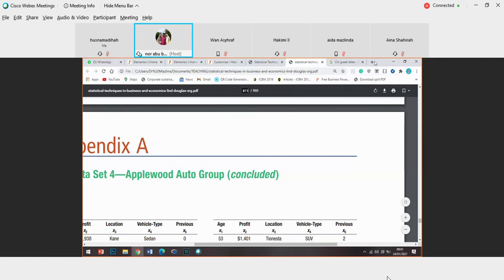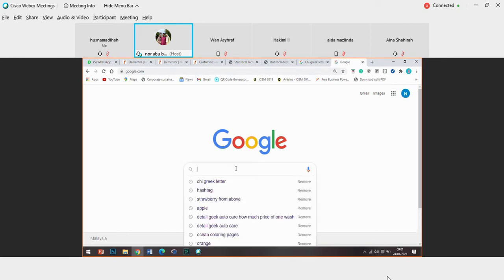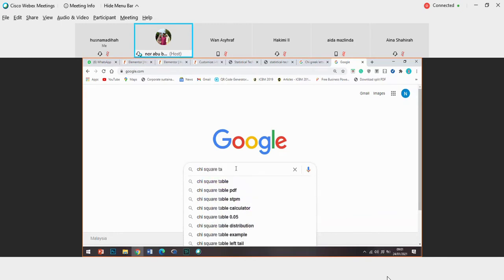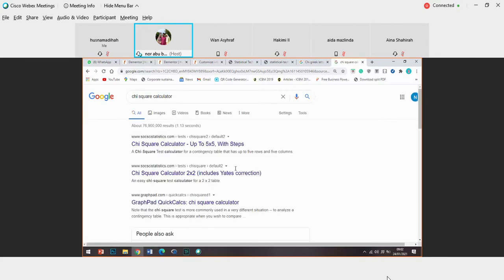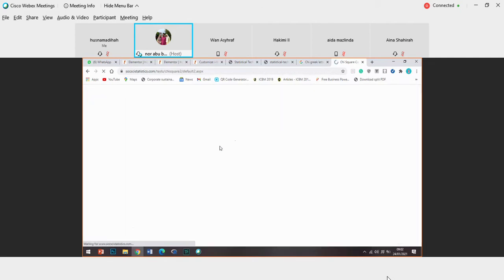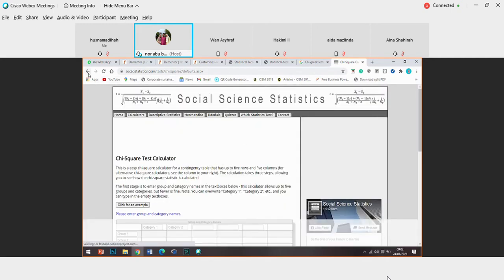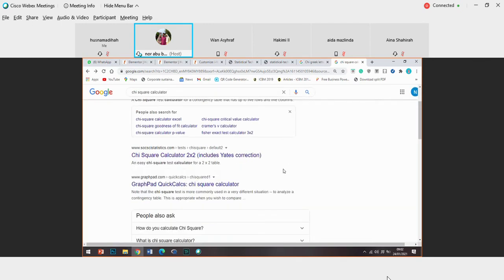Okay, macam ni in your exam, awak boleh guna website untuk cari chi-square. Chi-square calculator. Okay, jadi nanti awak cari chi-square calculator yang awak suka lah. And then, alamak, kalau calculator ni siap boleh calculate untuk awak. Betul tak? You see? Okay. This is even worse. Jadi, you have a lot of advantages by doing exam online.